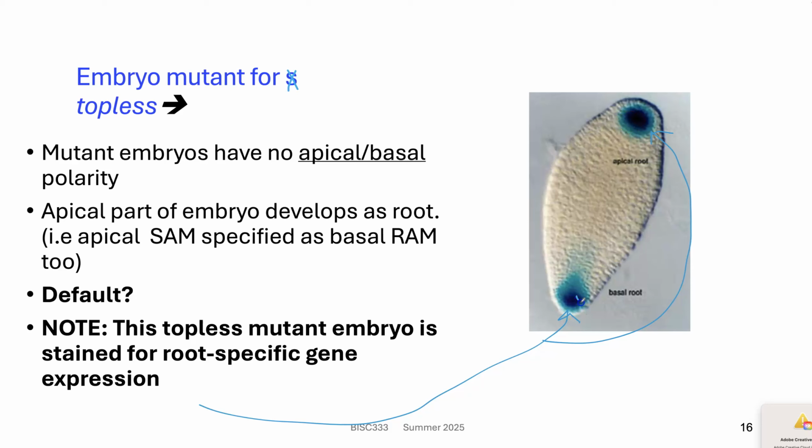And so you have roots developing at both ends of the embryo instead of shoots here and then roots at this end, right? And so this mutant embryo is being stained for a gene that's specifically expressed only in roots, in the developing root meristem. And so you can see the normal expression here, and then the mutant has abnormal expression here.